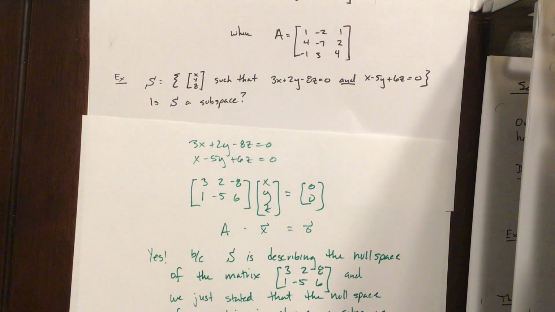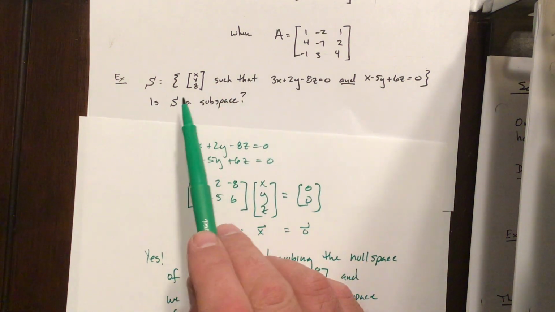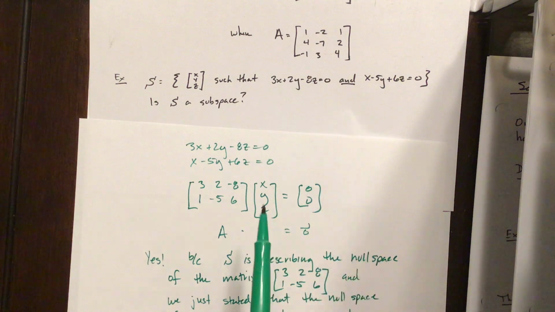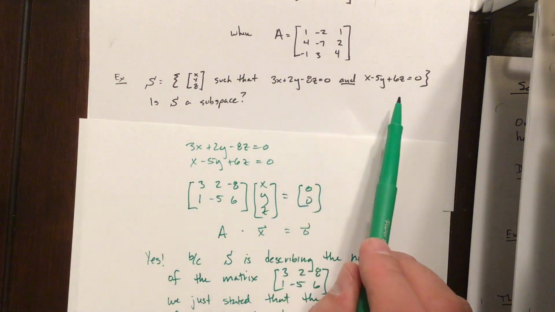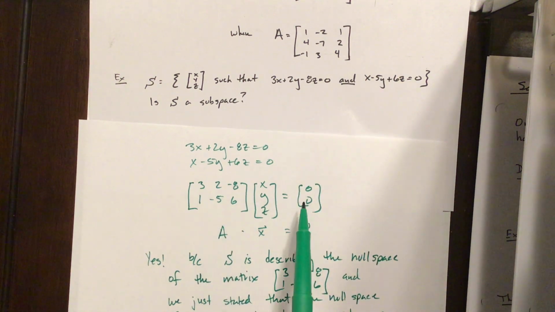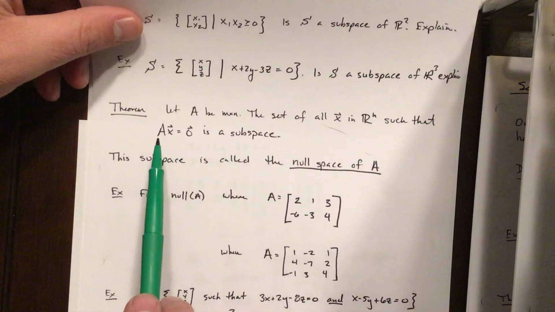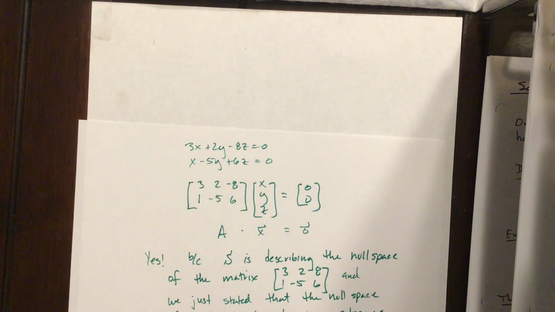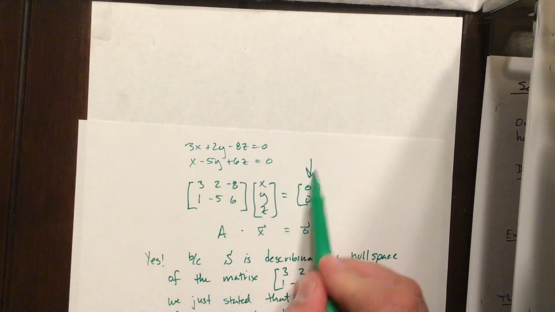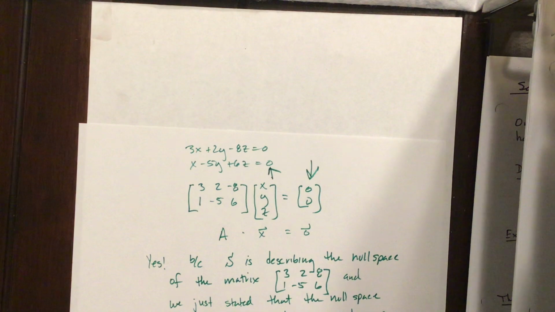Well, that was a lot easier. All we had to do was notice that this set S was describing the null space of the matrix 3, 2, negative 8, 1, negative 5, 6. Because we could convert this system of equations to a matrix equation of the form Ax equals 0, and by this very powerful theorem that I started lecture off with, we could say that it was a subspace. Again, this only works because the right-hand side is equal to zeros.